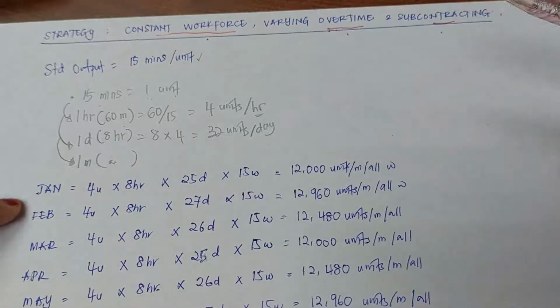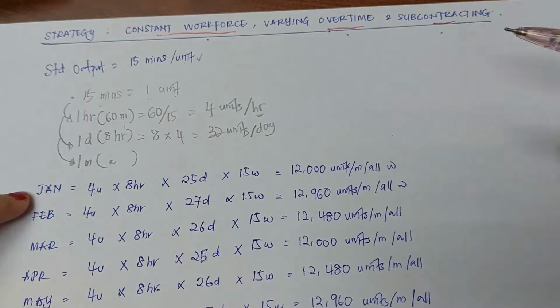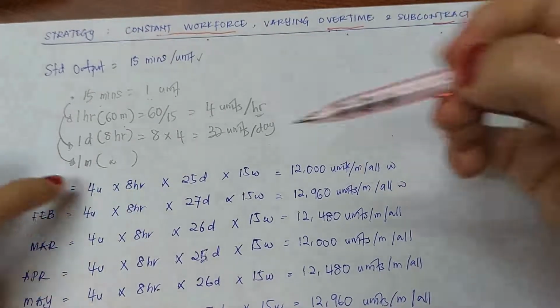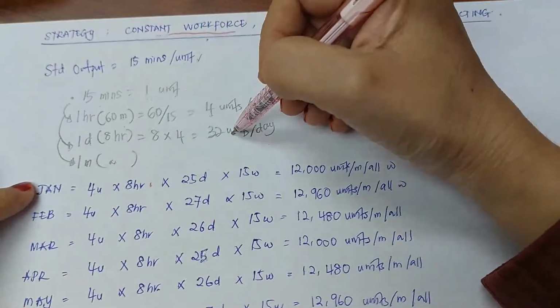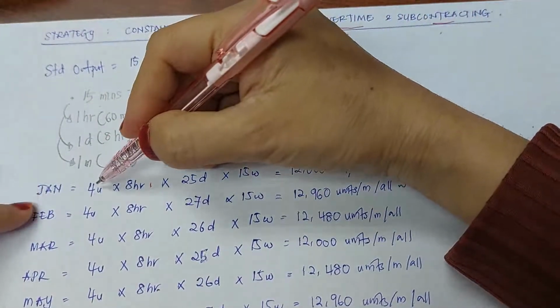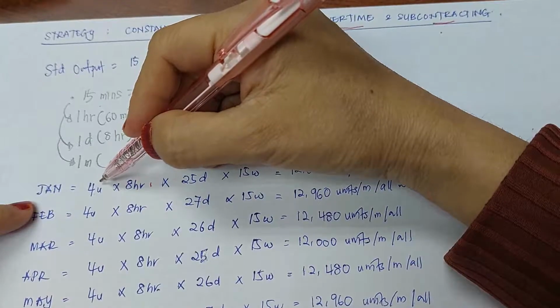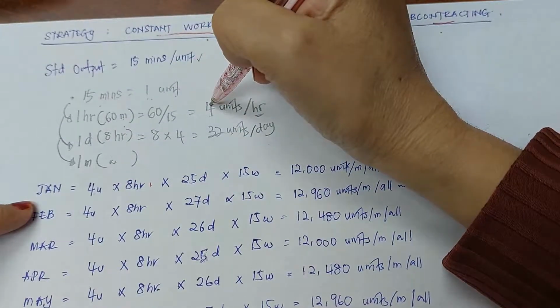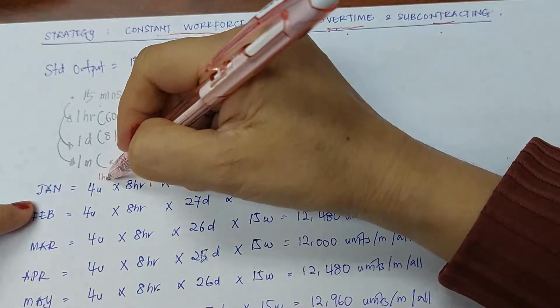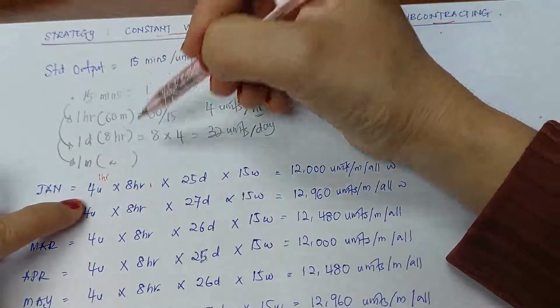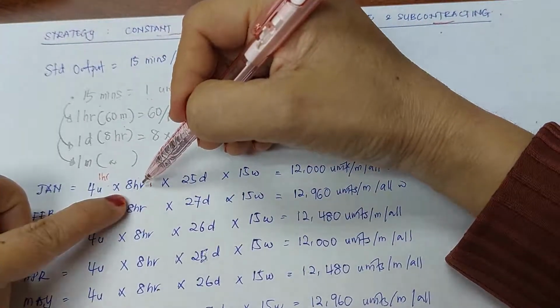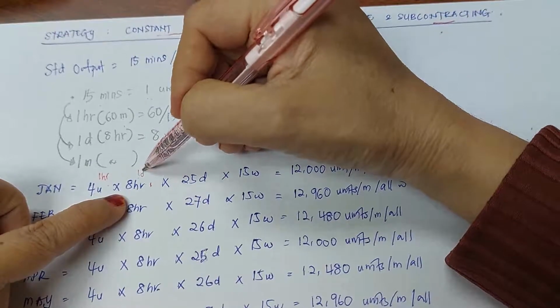Okay, so we calculate the standard output for January first. We stopped up to this point just now: 32 units. This is 1 hour basis. In 1 hour, 4 units can be produced. We multiply with 8 hours. This is 1 day basis.